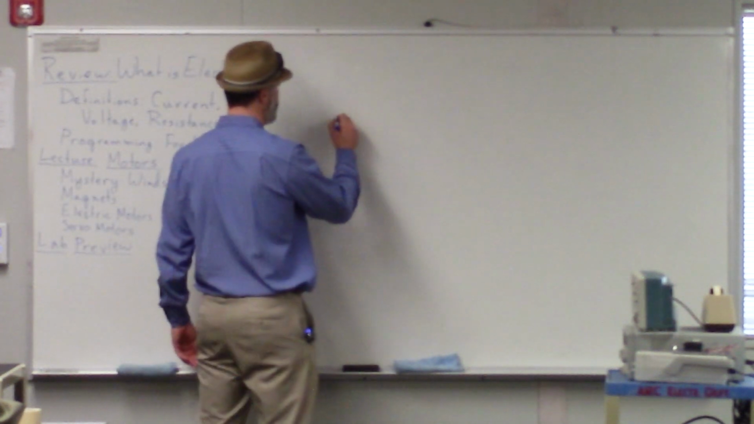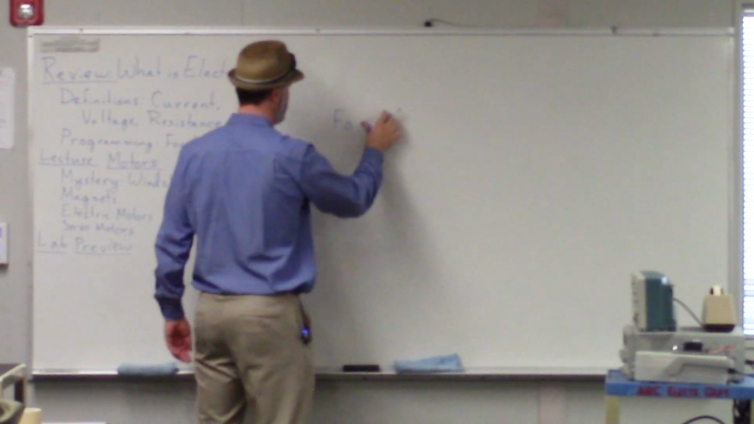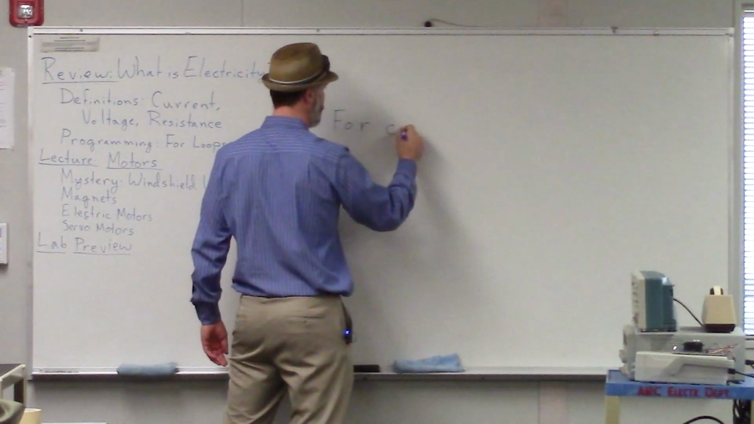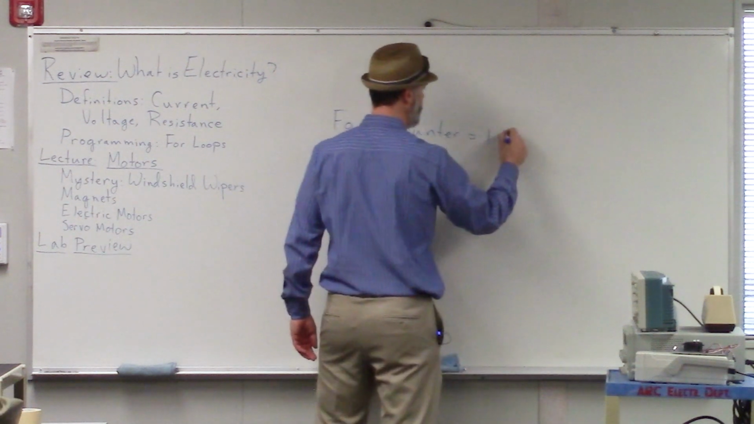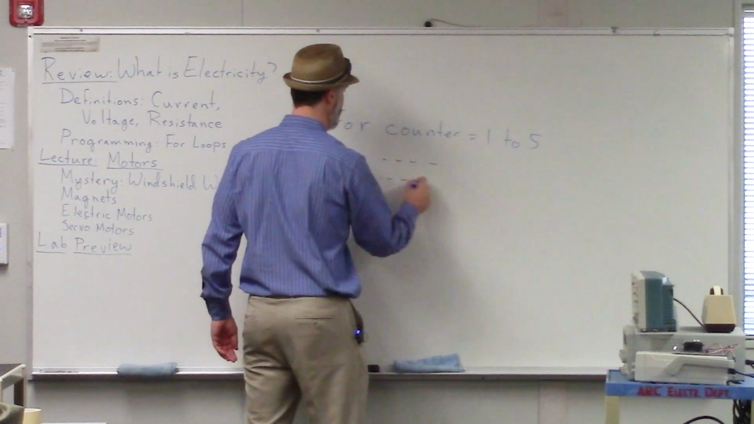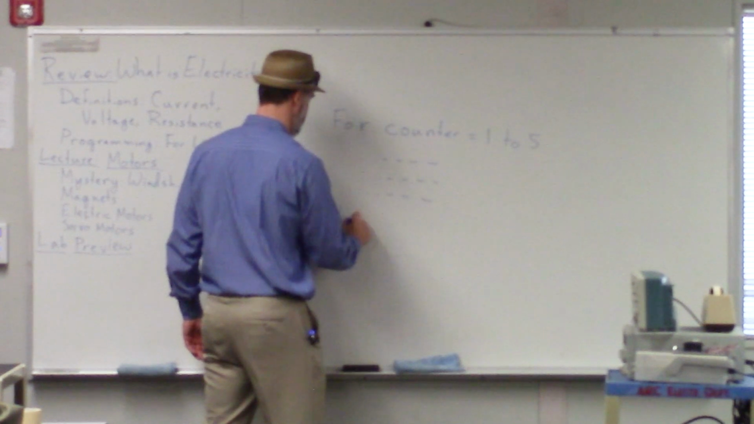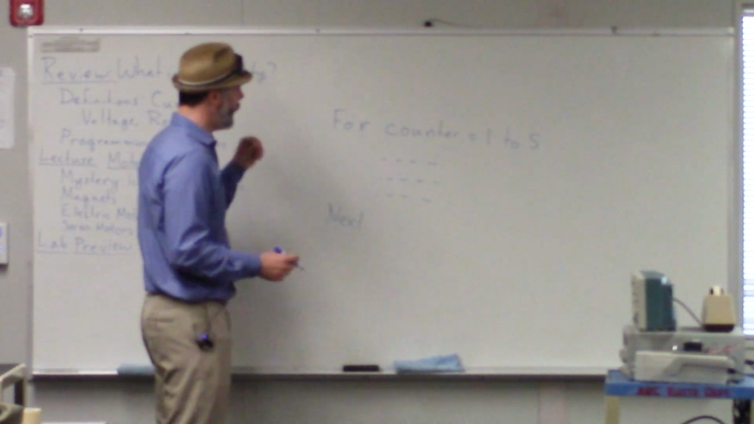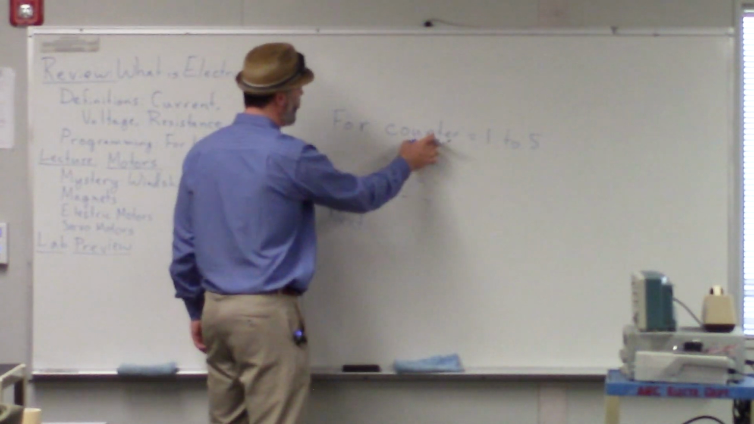So the syntax was something like for, not like the number 4, but for counter equals 1 to 5. And then we would have the code in the middle that we want to repeat. And then at the end, we would say next. And remember, this is saying that we're going to use a variable called counter.